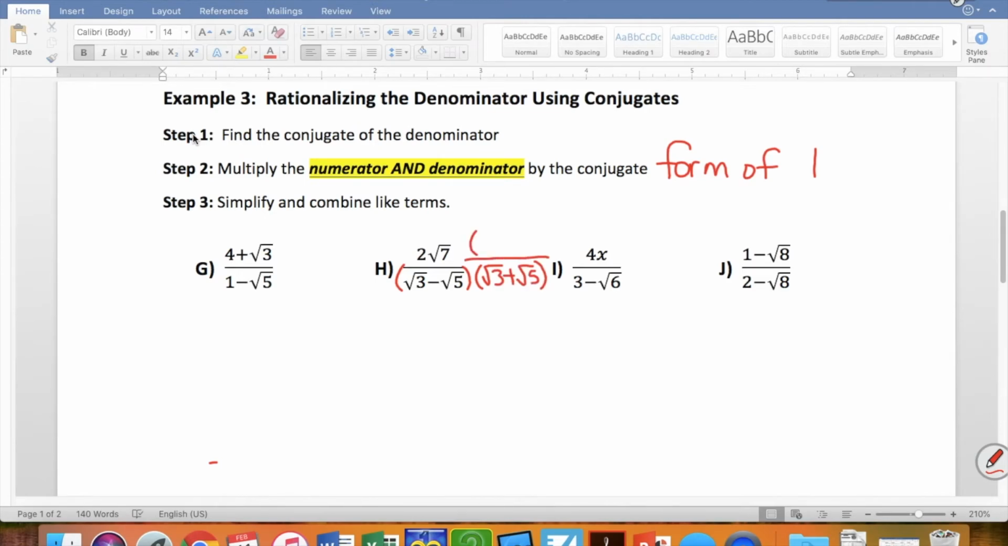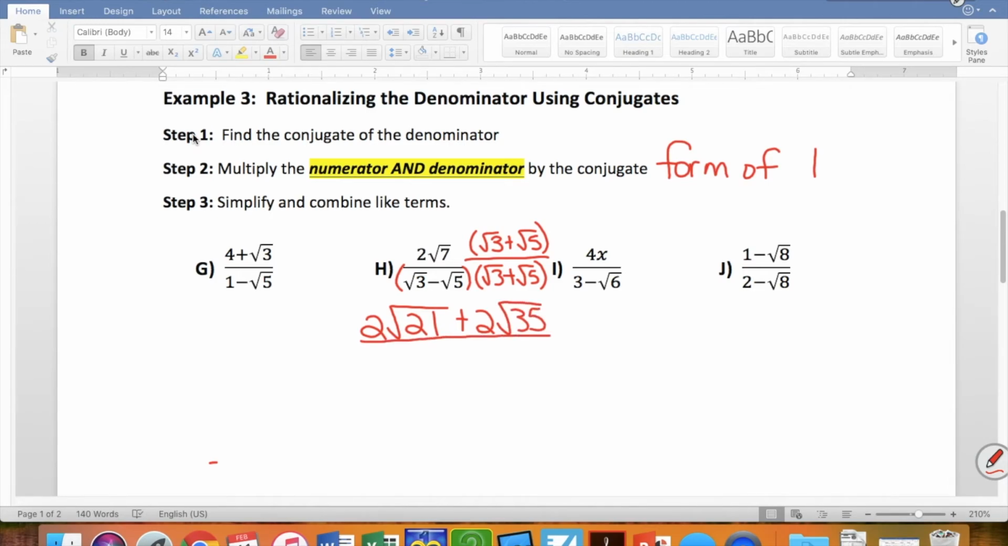Put that over the square root of 3 plus the square root of 5. Notice I'm multiplying by exactly the same thing on the top and the bottom. So let's go ahead and do our numerator. 2 square roots of 7 times the square root of 3 is going to be 2 times the square root of 7 times 3. They're both under the radical, so the square root of 21. And then 2 square roots of 7 times the square root of 5 is going to be 2 times the square root of 35.